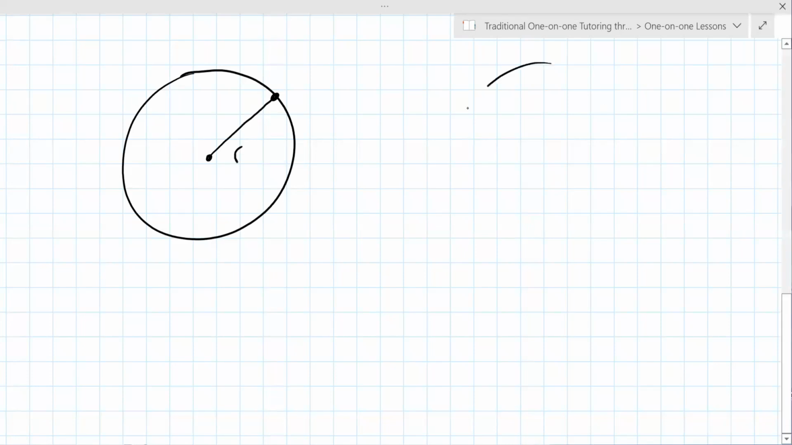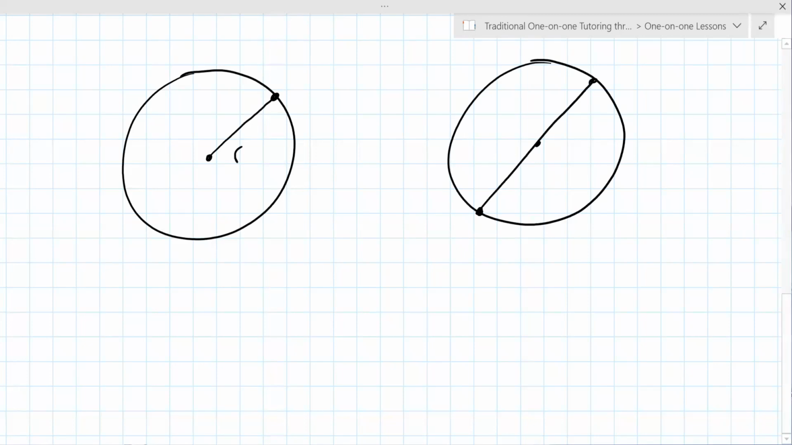Now, what if you go all the way across the circle and go through the center? What is that called? The diameter. Okay, good. Now, the center is the midpoint of the diameter. Do you remember that? Yeah. Okay.